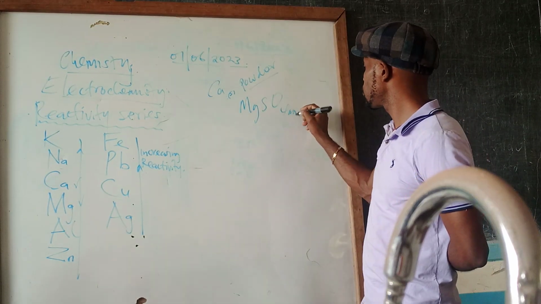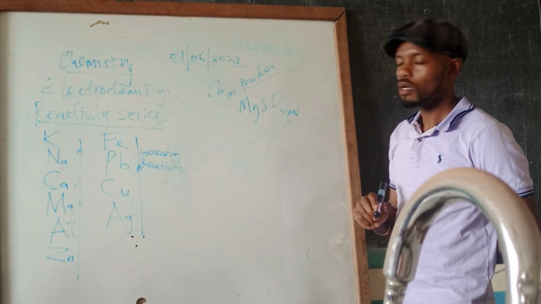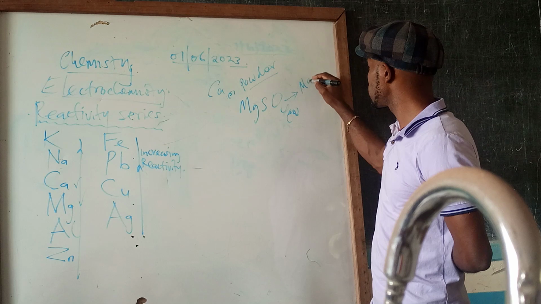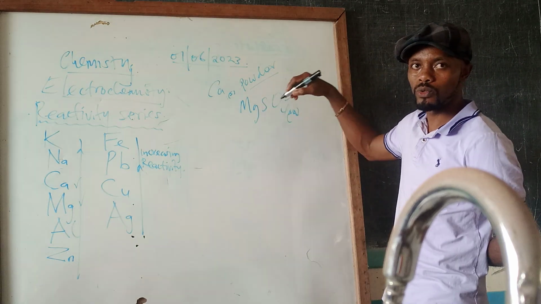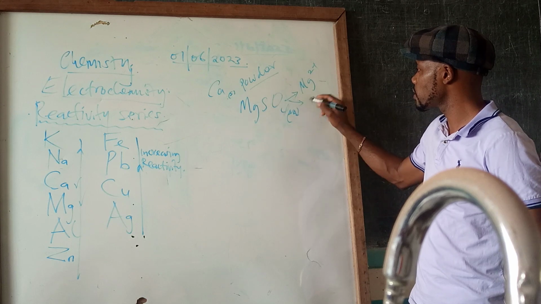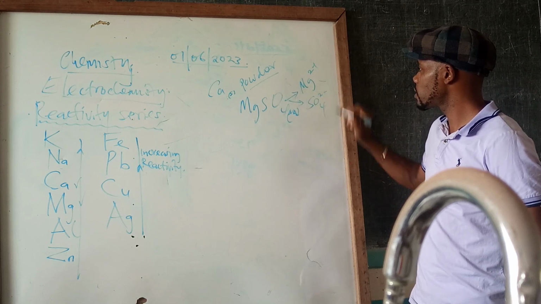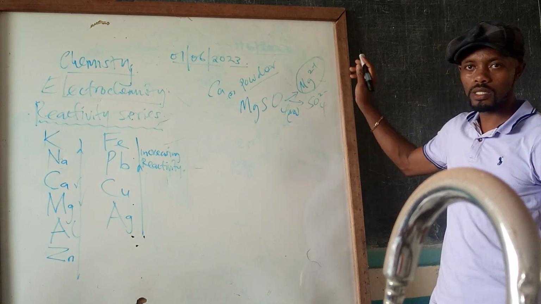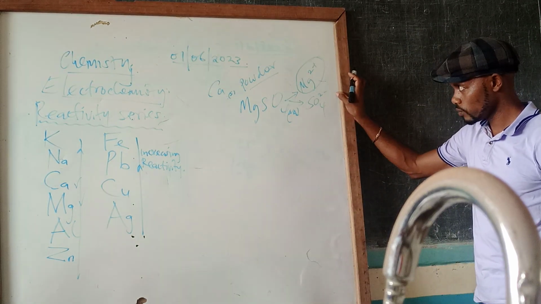So we are going to have magnesium sulfate in solution, aqueous. That means we have magnesium existing as an ion, because magnesium loses 2 electrons, we have Mg 2 plus. And then we also have a sulfate there. This is what we are interested in, because it is the metal we are interested in.